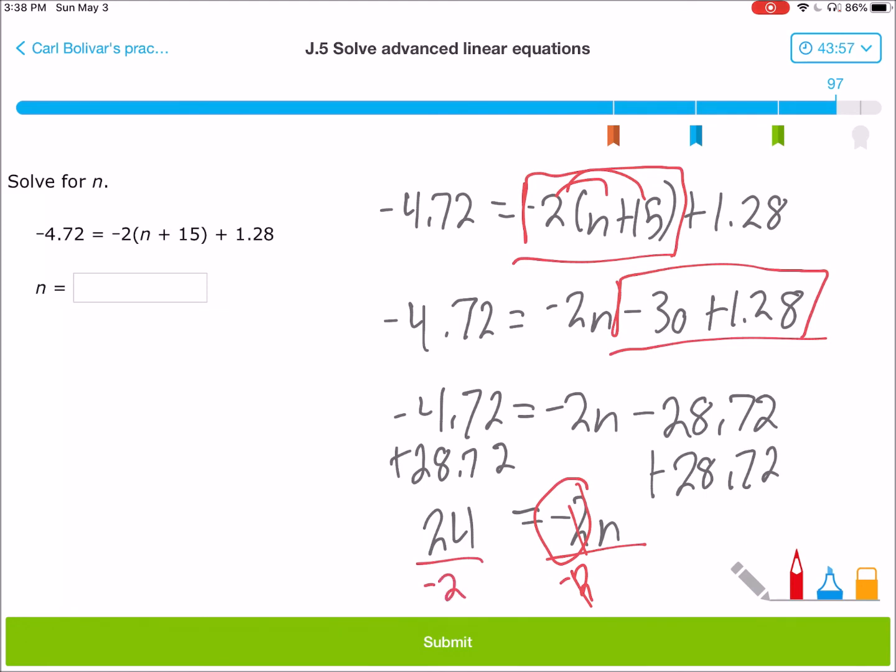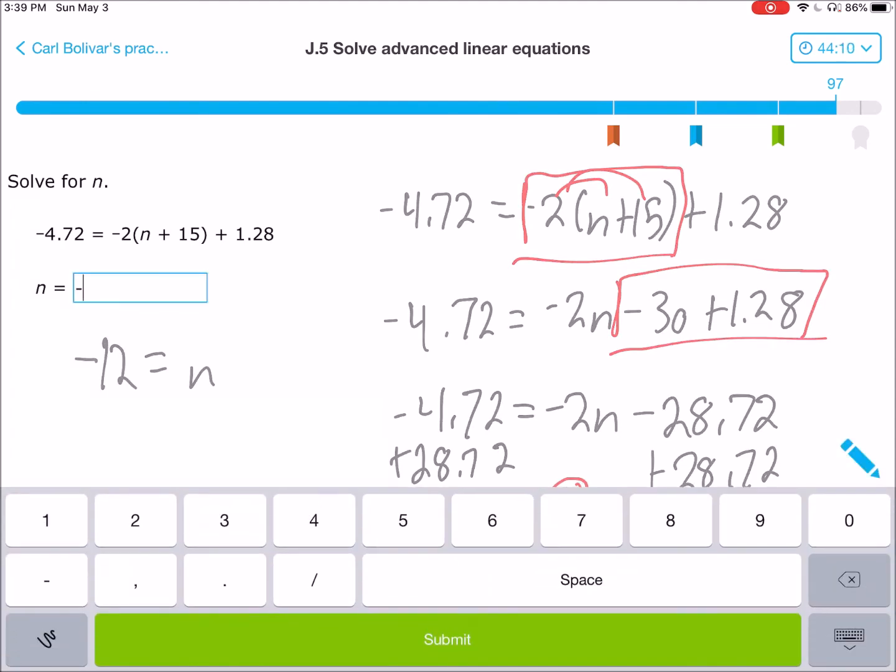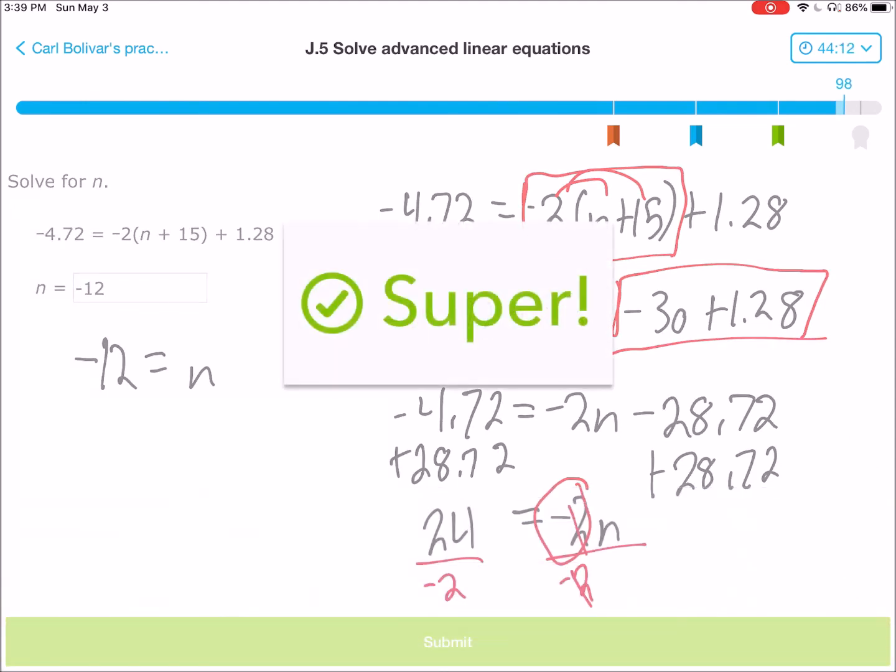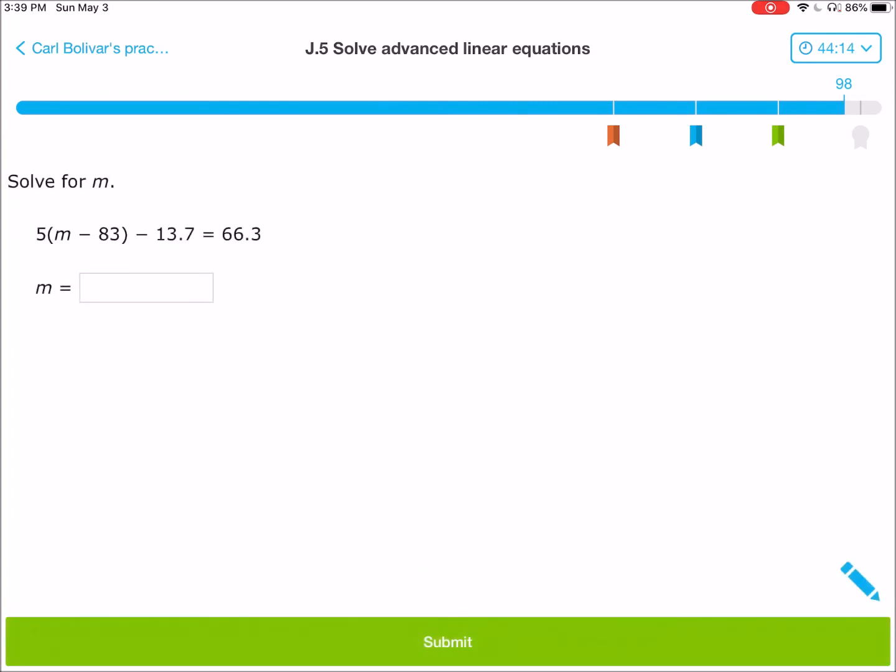Divide by negative 2. Now that would change the sign of the number. It would change it to a negative. So then it would be negative 12 is equal to n. Negative 12 is our answer. Great. 2 more questions. So please pause the video and try to solve it.